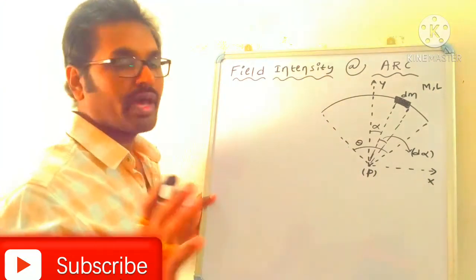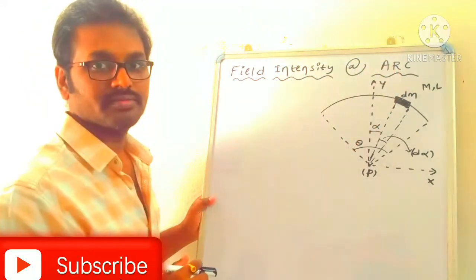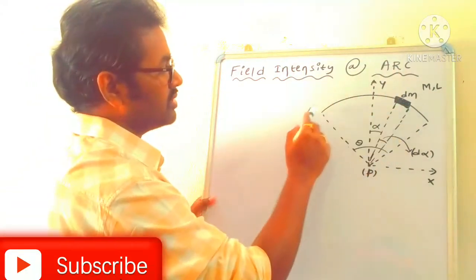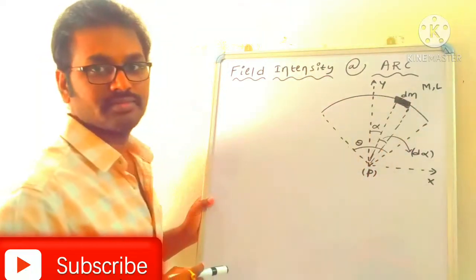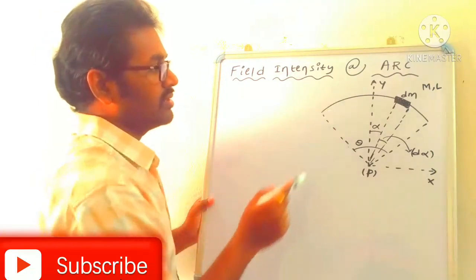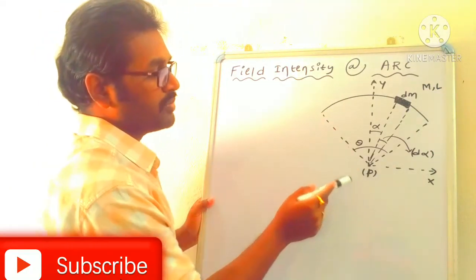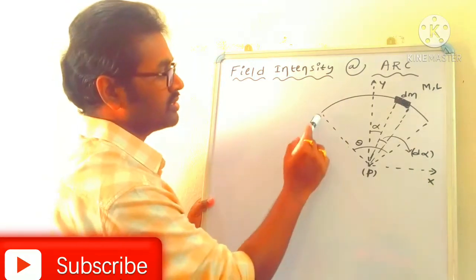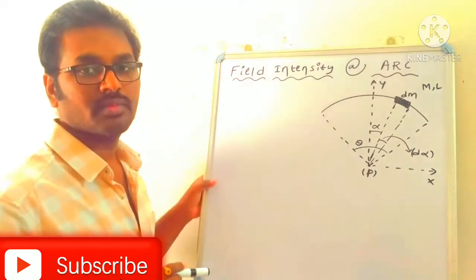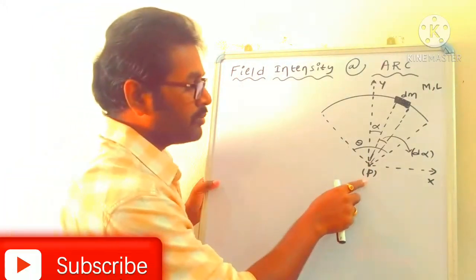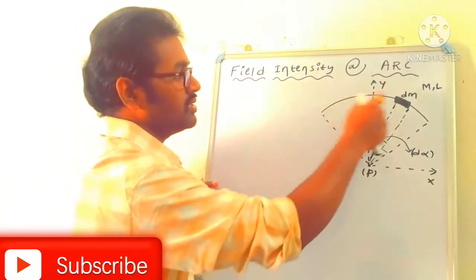Here we are going to find the gravitational field intensity due to the arc. There you can see the arc of mass m and length l, and this arc makes an angle theta at the point P. The entire angle made at this point is theta. So at this point P, how much is the gravitational field intensity due to this arc?